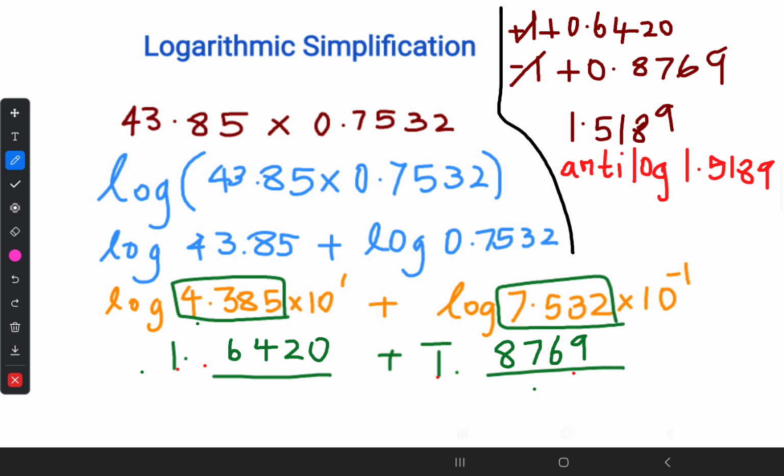To find the antilog, the thing is really easy. In the table, you should find this answer. Inside the table, we have to identify where this 5189 is located. That should be multiplied with 10 to the power of 1. That's all. The decimal value, that is the logarithmic value, should be identified from inside the logarithmic table, and after finding that, it should be multiplied with 10 to the power of 1. Let's do that.